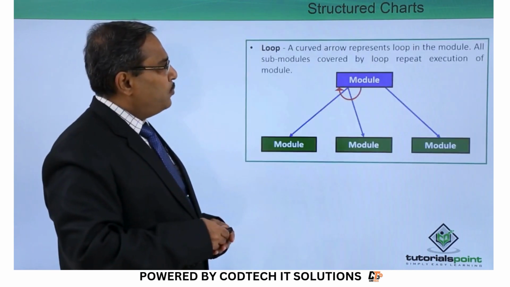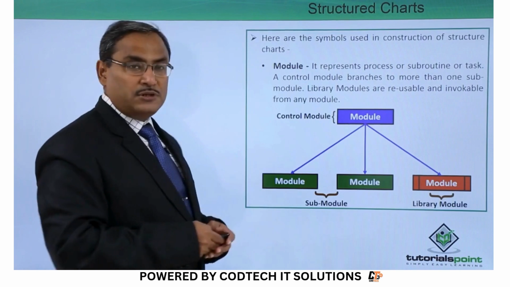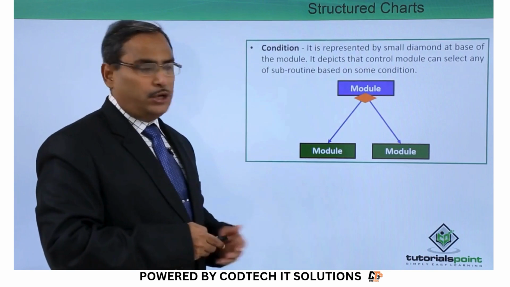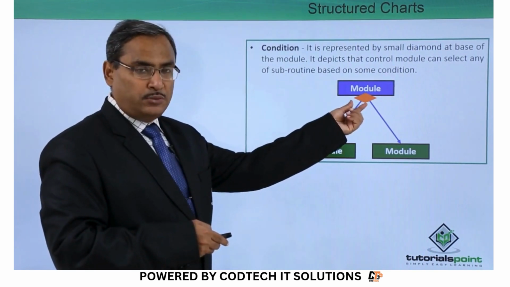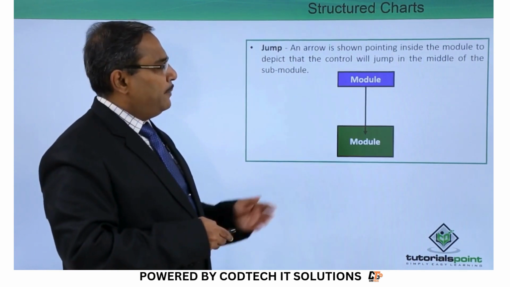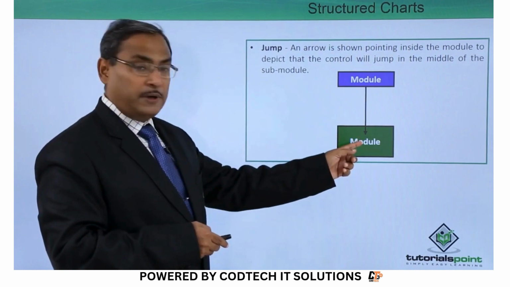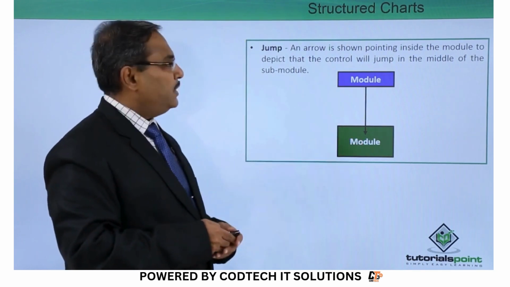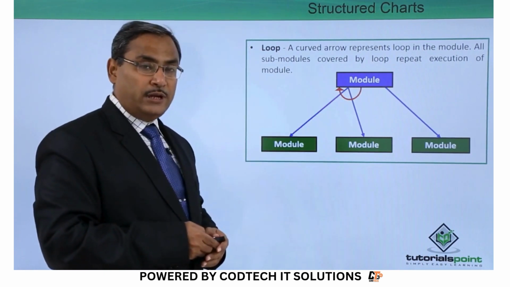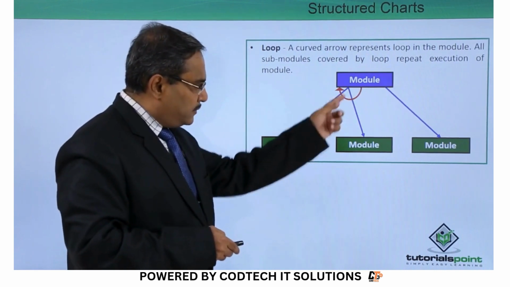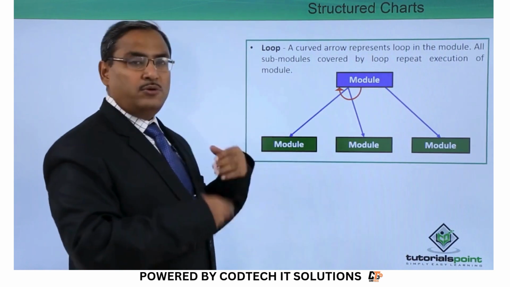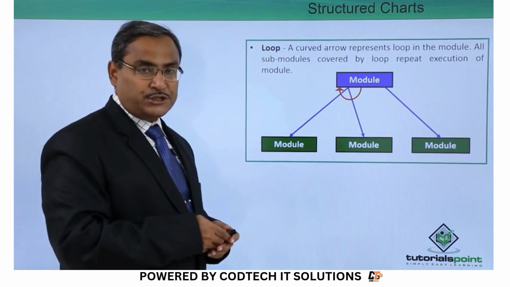In this way, we have discussed many different symbols. Here we have the module, and here the condition: depending on whether the condition is true or false, one of the modules will get executed. Then we have the jump, where the control line comes within the rectangular box. That is a jump statement. And this is our loop: the circle with an arrowhead denotes the loop, and within this arc these two modules are included, meaning these two modules will keep repeating along with this iteration and looping.